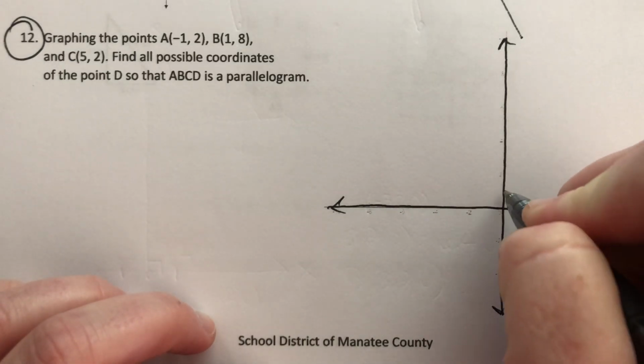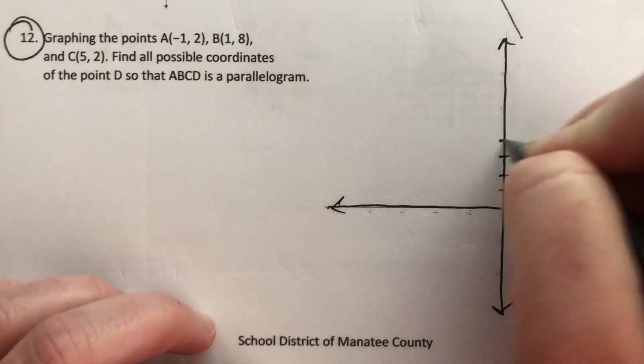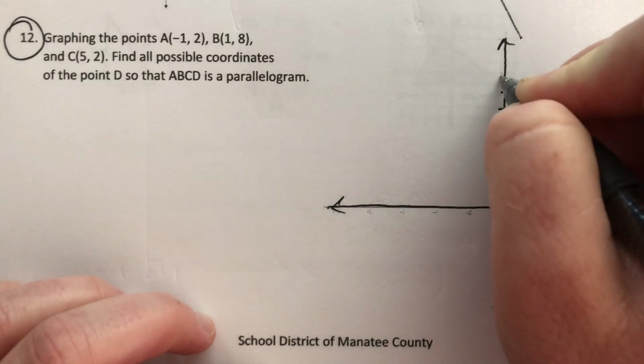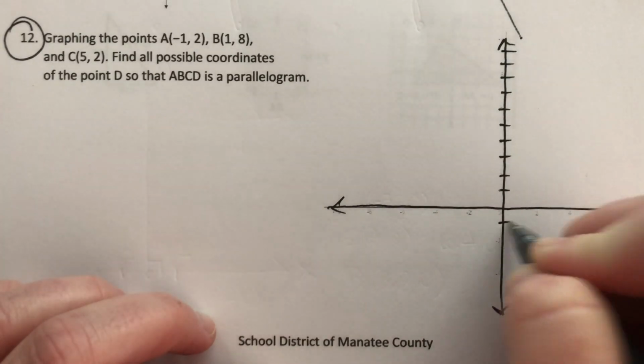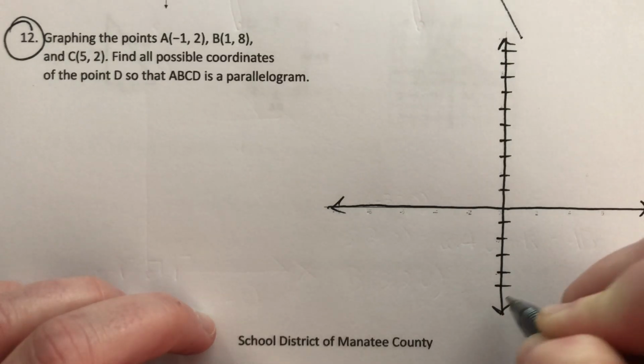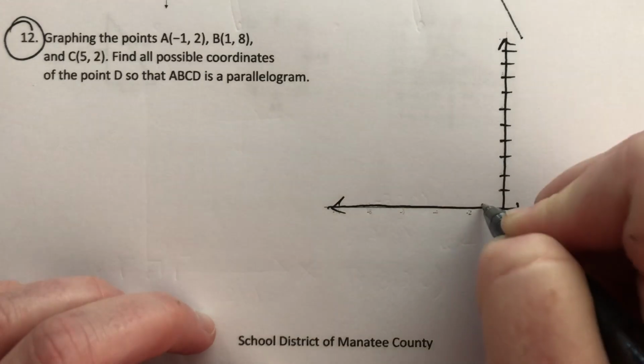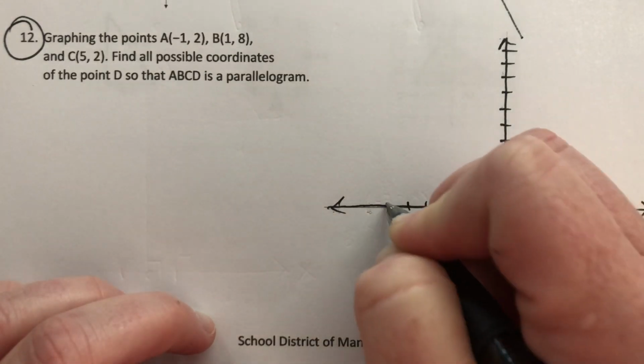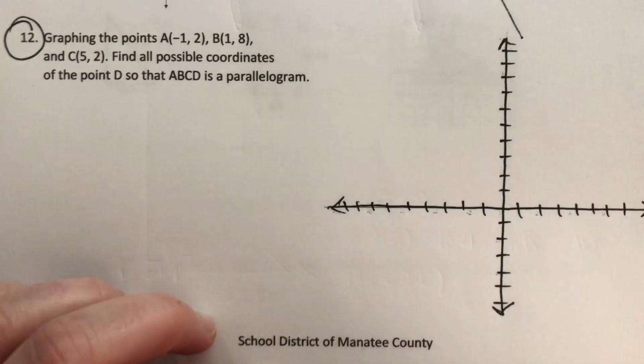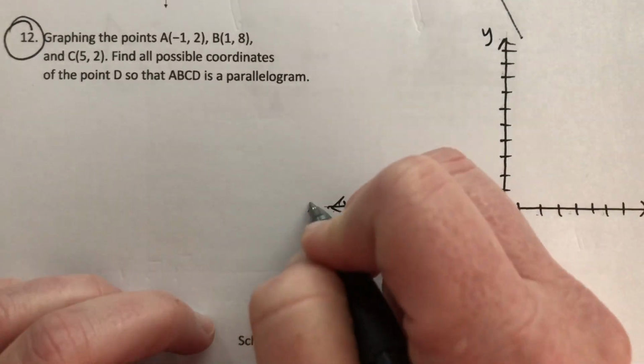So this is 1, 2, 3, 4, 5, 6, 7, 8, 9, 10. 1, 2, 3, 4, 5, 6. 1, 2, 3, 4, 5, 6, 7. 1, 2, 3, 4, 5, 6, 7, 8, 9, and so on. Okay. And this is our y-axis, this is our x-axis.